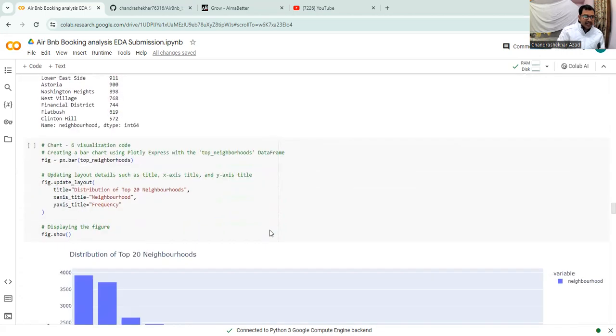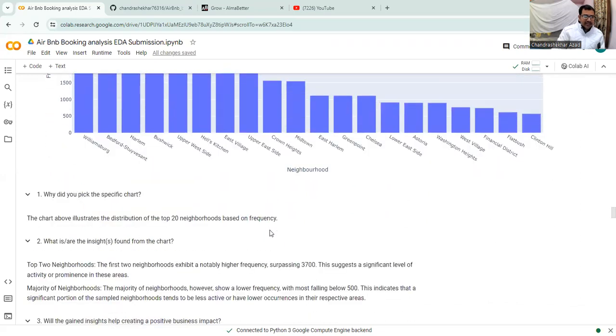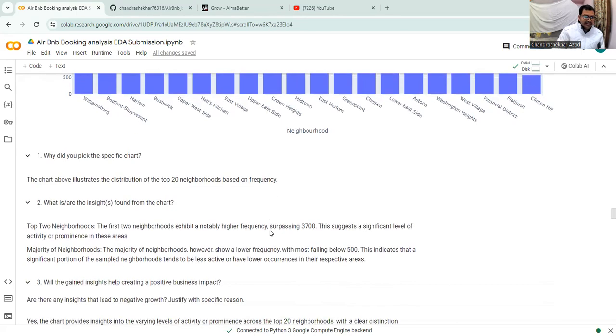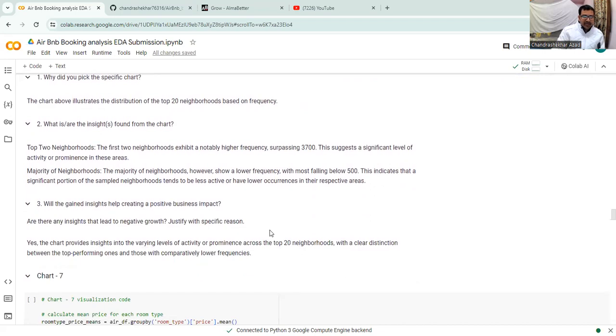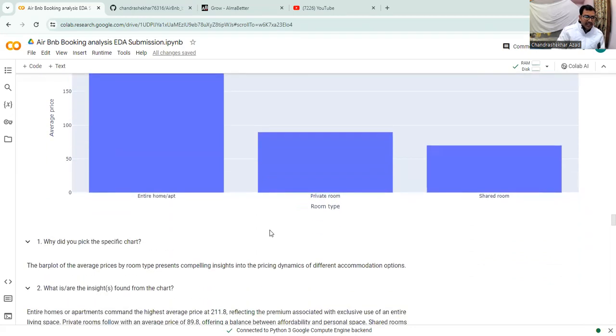The next chart is the distribution of the top 20 neighborhoods. From the above chart, the first two neighborhoods exhibit a notably higher frequency, surpassing 3700. This suggests a significant level of activity and prominence in these areas. The majority of neighborhoods, however, show a lower frequency, with most falling below 500. This indicates that a significant portion of the sampled neighborhoods tend to be less active and have lower occurrence in their respective areas.